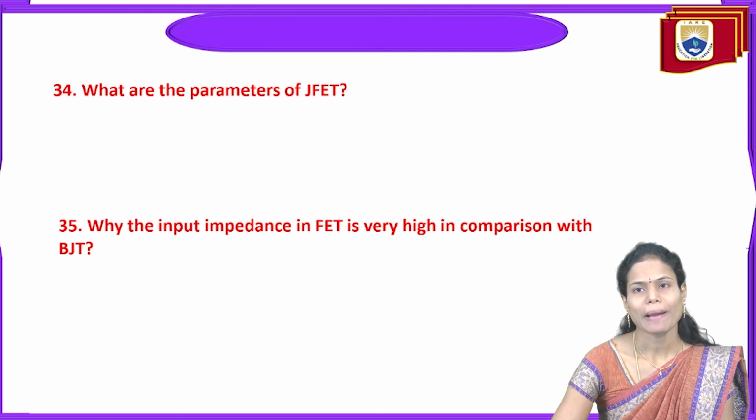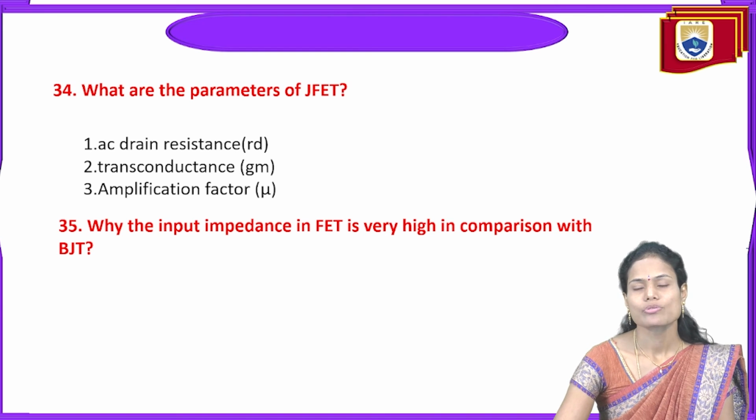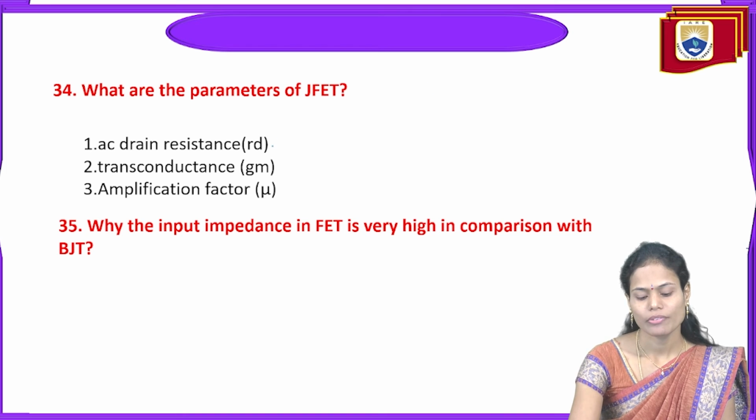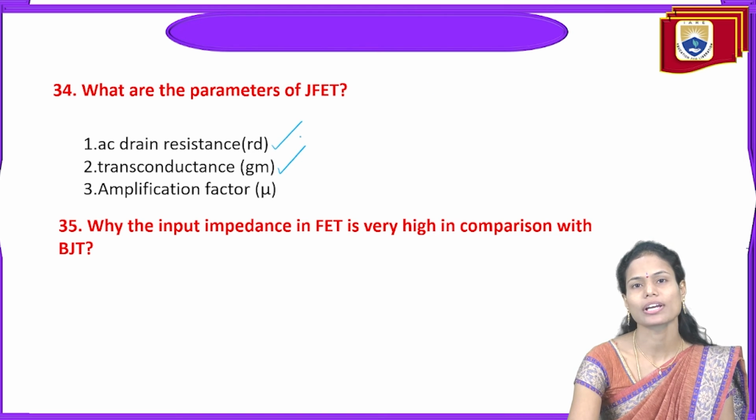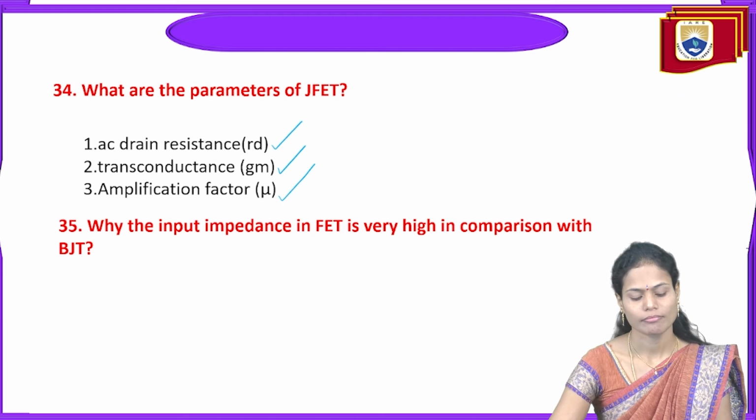And next, what are the parameters of the junction field effect transistor? The main parameters of the junction field effect transistor are the drain resistance from the characteristics, the transconductance gm, and the current amplification factor mu. These are the basic parameters of the JFET.